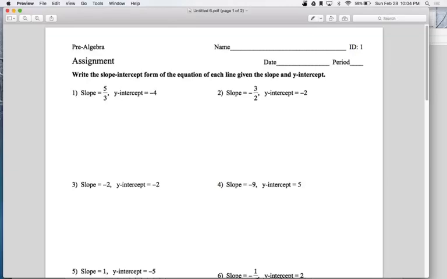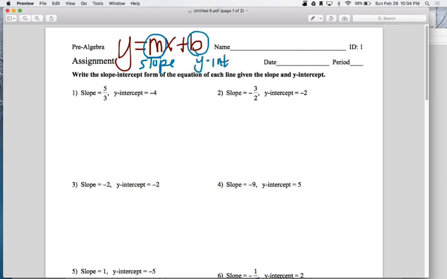Okay, so we're going to take a look at the side of your worksheet that has the slopes and the y-intercepts listed. And our goal on this side is to take every single situation here and convert it into an equation in the form of y equals mx plus b. Okay, and what we know is that the m is the slope and the b is the y-intercept. Okay, so slope is my m, y-intercept is my b.